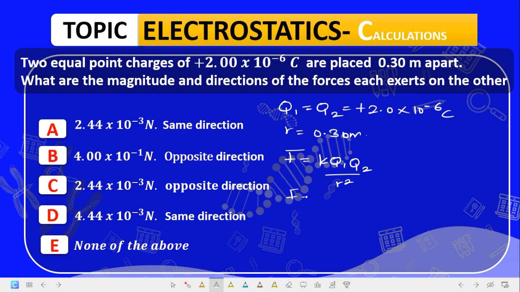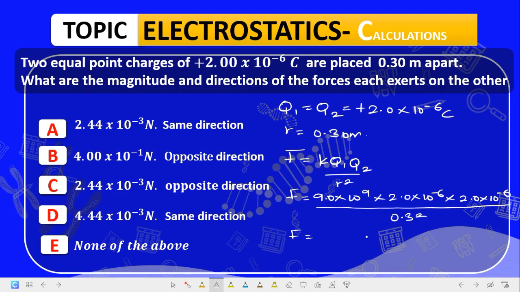Your F will be equal to 9.0 times 10 raised to the power of 9 times, now your Q1 is equal to Q2, and that value is 2.0 times 10 raised to the power of minus 6 times 2.0 times 10 raised to the power of minus 6. Now everything will be all over r square, which is 0.3 square. Okay, your F will be equal to, when you punch this into your calculator, you're going to have the following answer.